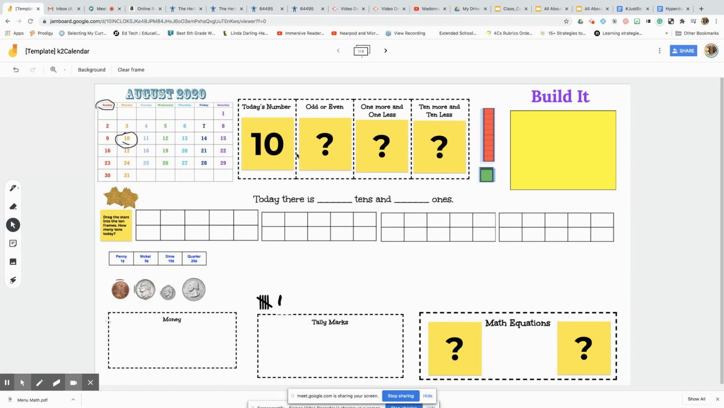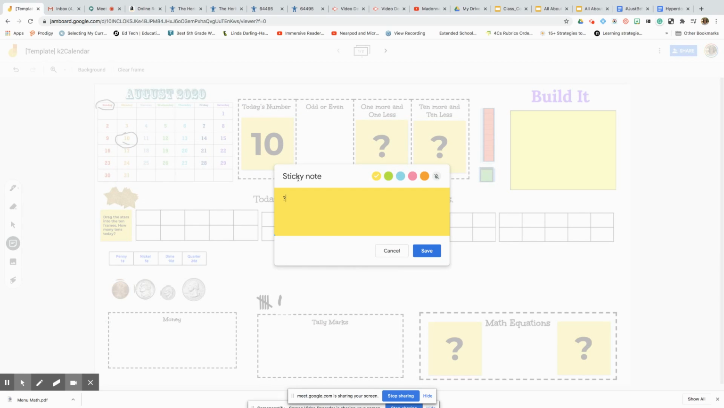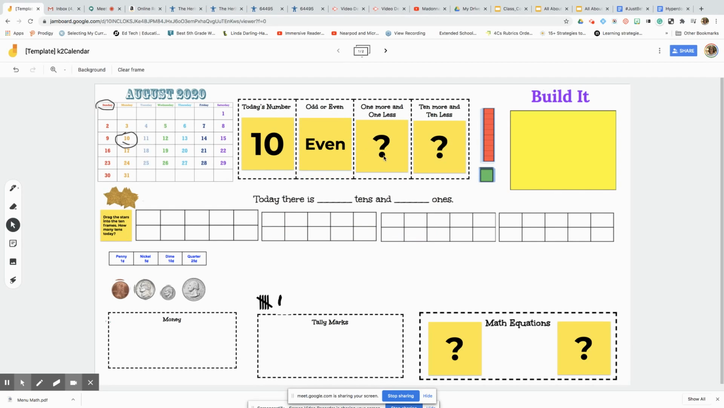Who can help me? Well, I can count by twos. Two, four, six, eight, 10. Very good. So you counted by twos and you've landed on 10. So is 10 an odd or an even number? Even. Very good. It is an even number. We can always remember that our even number has a partner, has a friend, and it can help us by counting by twos. That's a great strategy.